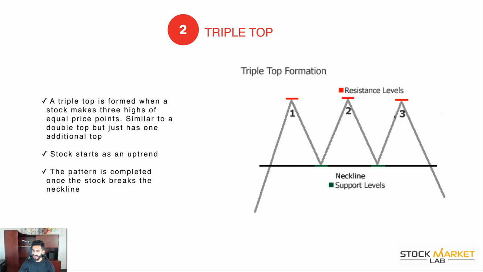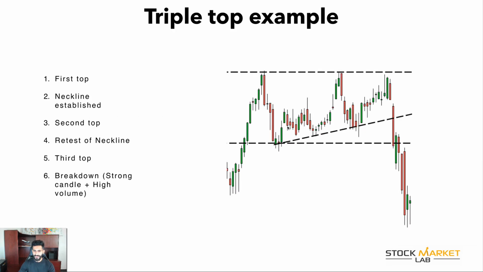If triple top does not break this point, there is no pattern right now. It's maybe in a sideways trend. It's moving in a sideways phase. It's consolidating. All right, now let's look at an example. Right here, boom, stock is on an uptrend. As the stock is on an uptrend, what happens? First top gets established. After the first top gets established, boom, we now have a neckline.